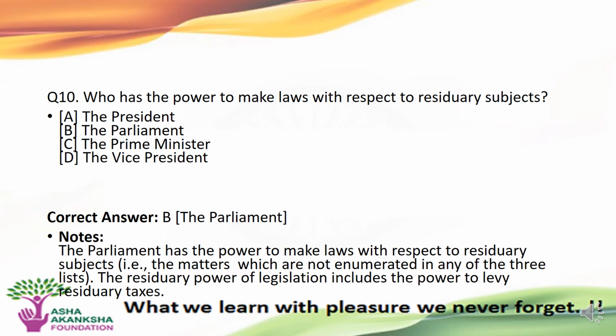The next question is, who has the power to make laws in respect of residuary subjects? Options are A. The President, B. The Parliament, C. The Prime Minister, or D. The Vice President. The correct answer to this question is option B, that is, the Parliament has the power to make laws with respect to residuary subjects. The residuary power of the legislation includes the power to levy the residuary taxes.